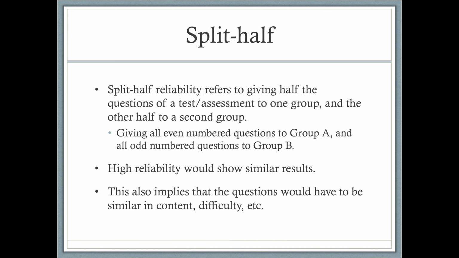Split half. So just like it sounds, imagine I have a test with 100 questions. I split my group right in half, and I say, group A, you answer all the even questions. Group B, you answer all the odd questions, right? Or I put it into a computer and I randomly split up the questions for the group to answer. And so we would hope that we would have similar, again, consistent findings.